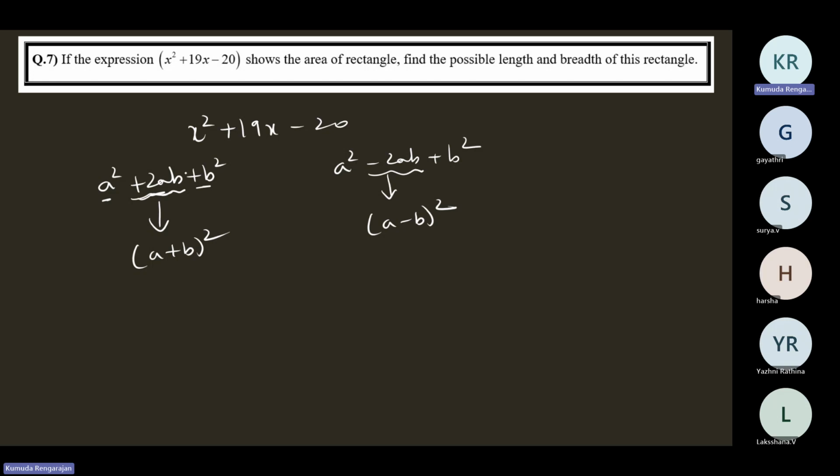But a square and b square are always positive. In both, a square and b square are positive. Plus a square plus b square in both. The difference is plus 2ab, minus 2ab. So this is a trinomial which is a perfect square. So if a trinomial is a perfect square, it should be of this form: a square plus 2ab plus b square, or a square minus 2ab plus b square.